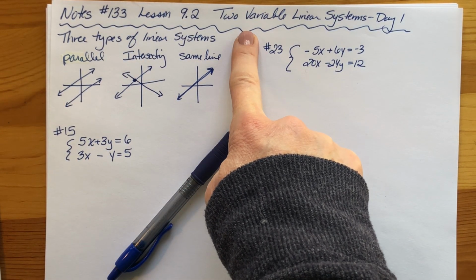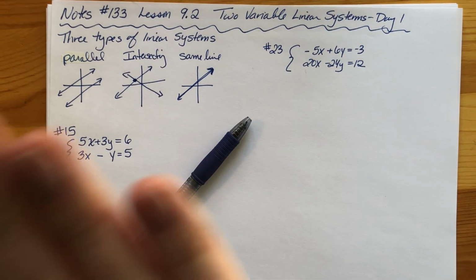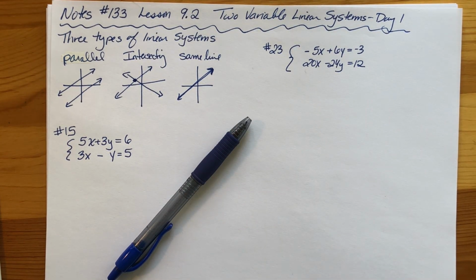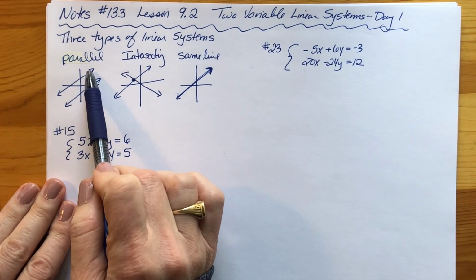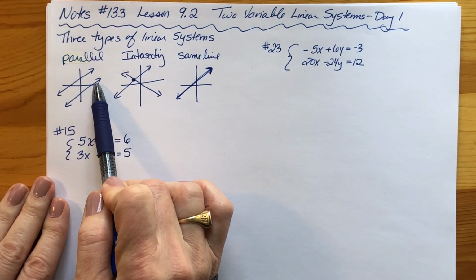Today we're going to work with two variable linear systems. All the problems we're going to work with today are linear. That means everything is a line. So if you think about it, before we get going, there are three different kinds of linear systems we can have. We can have two lines that are parallel that never ever intersect.